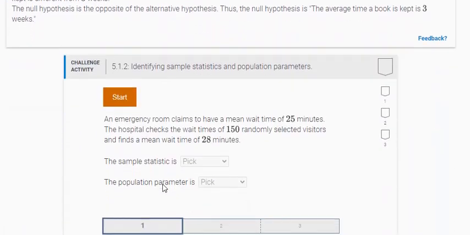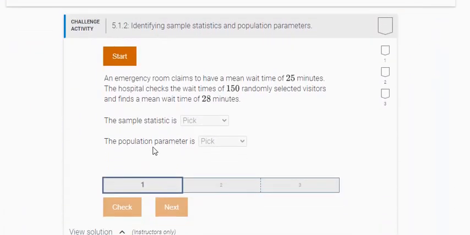All right, let's try this one. For your challenge exercise 5.1.2, there's three of them. I'm just going to do the first one so that you can see. An emergency room claims to have a mean wait time of 25 minutes. That's their claim. We don't know if it's true or false. So the hospital checks the wait times of 150 randomly selected visitors and finds a mean wait time of 28 minutes. What is the sample statistic here?